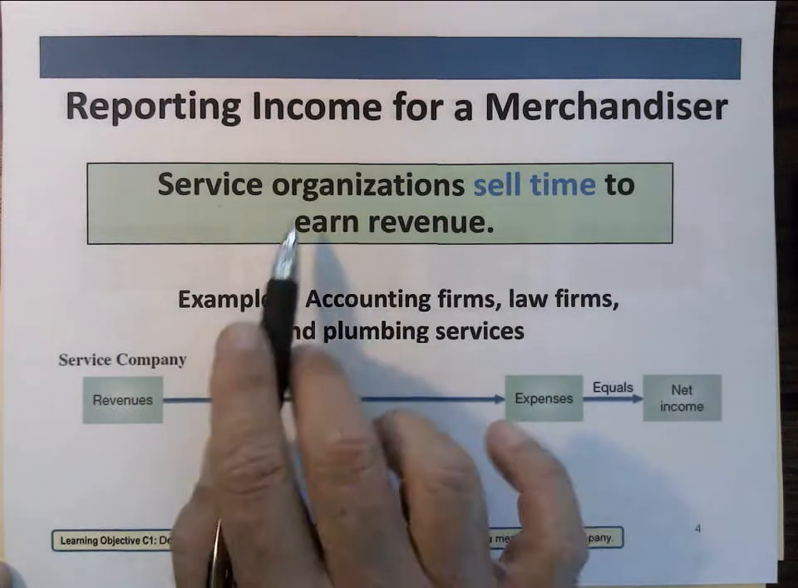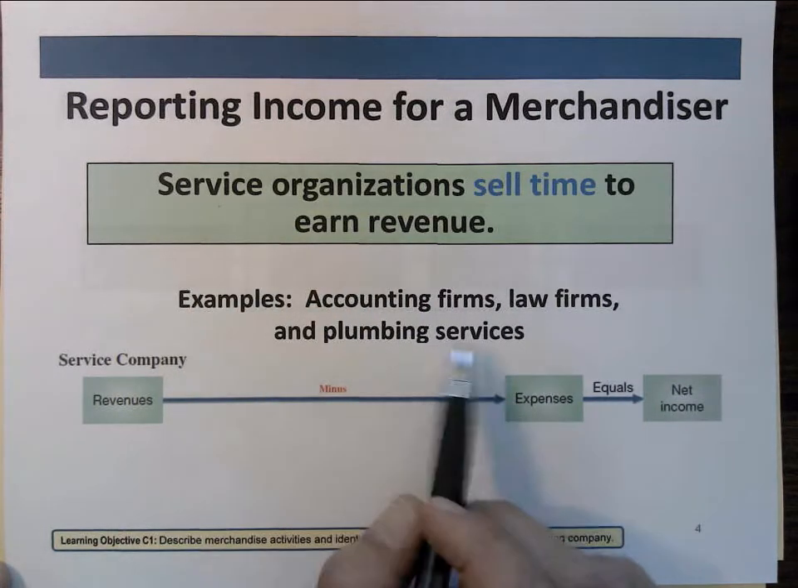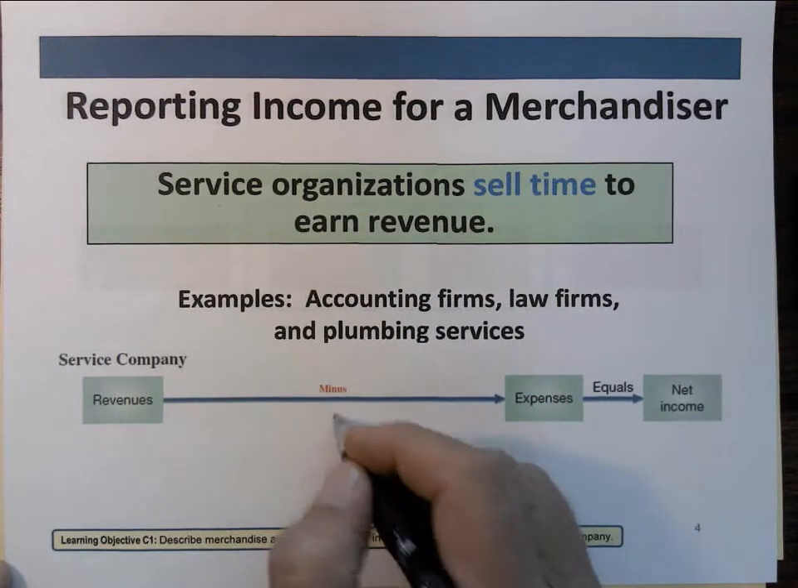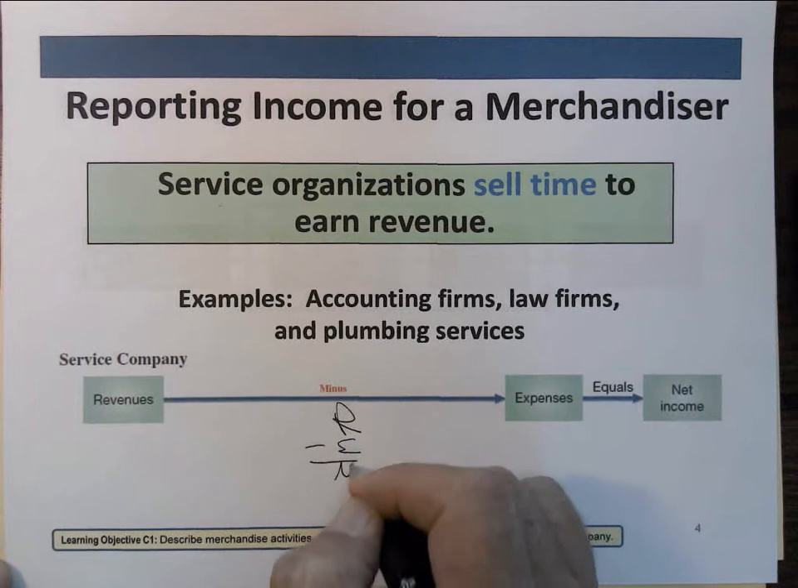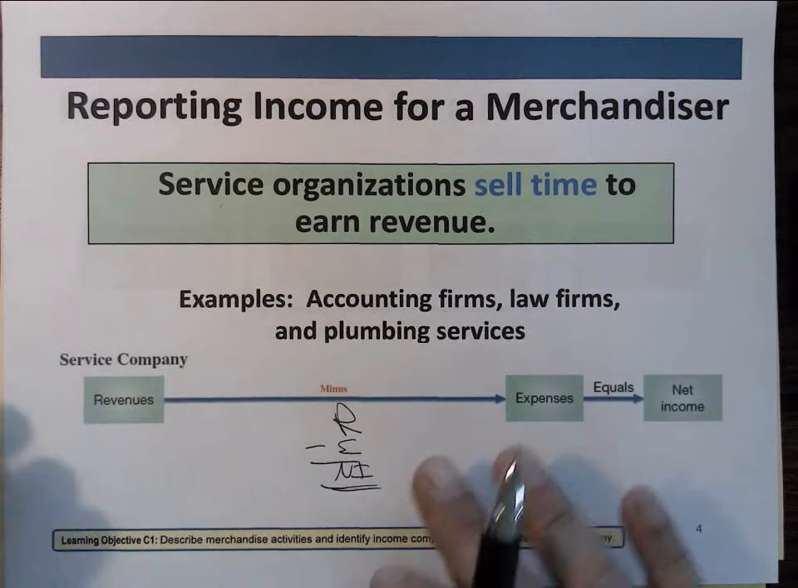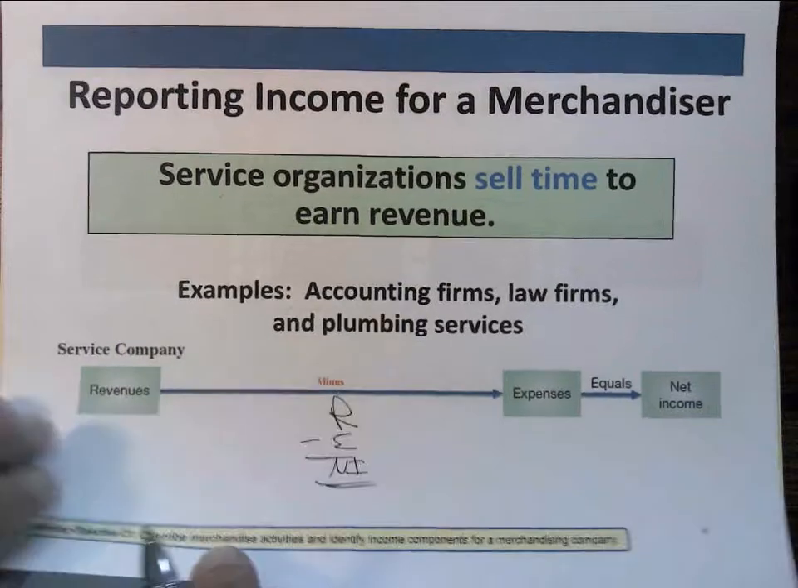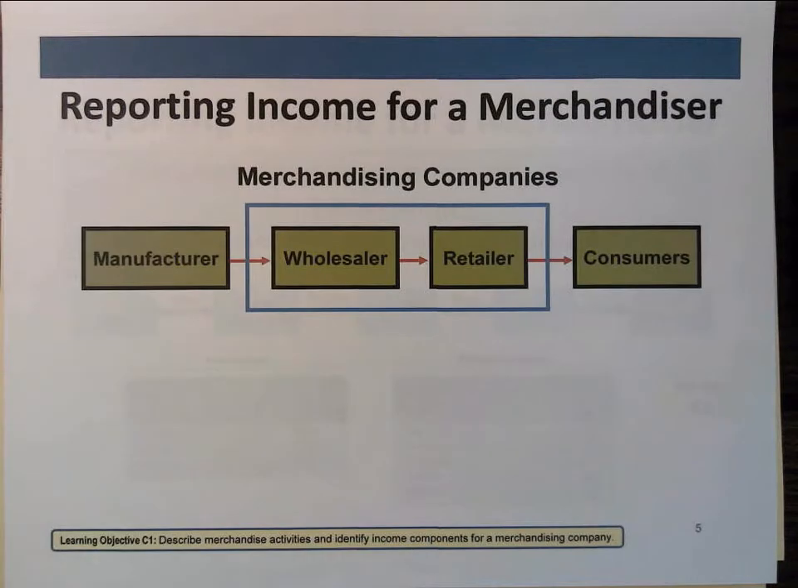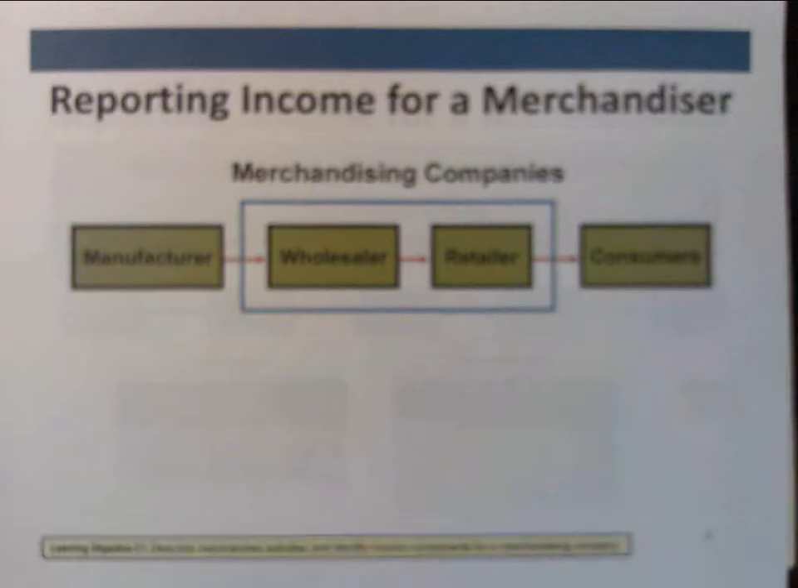So this is the service organization, right? Accounting firms, law firms, that's what we've done. And we know our income statement is what? Revenue minus expenses is net income, right? That's something that we already know and we're comfortable with. What we're doing now is we make the move to merchandising businesses.